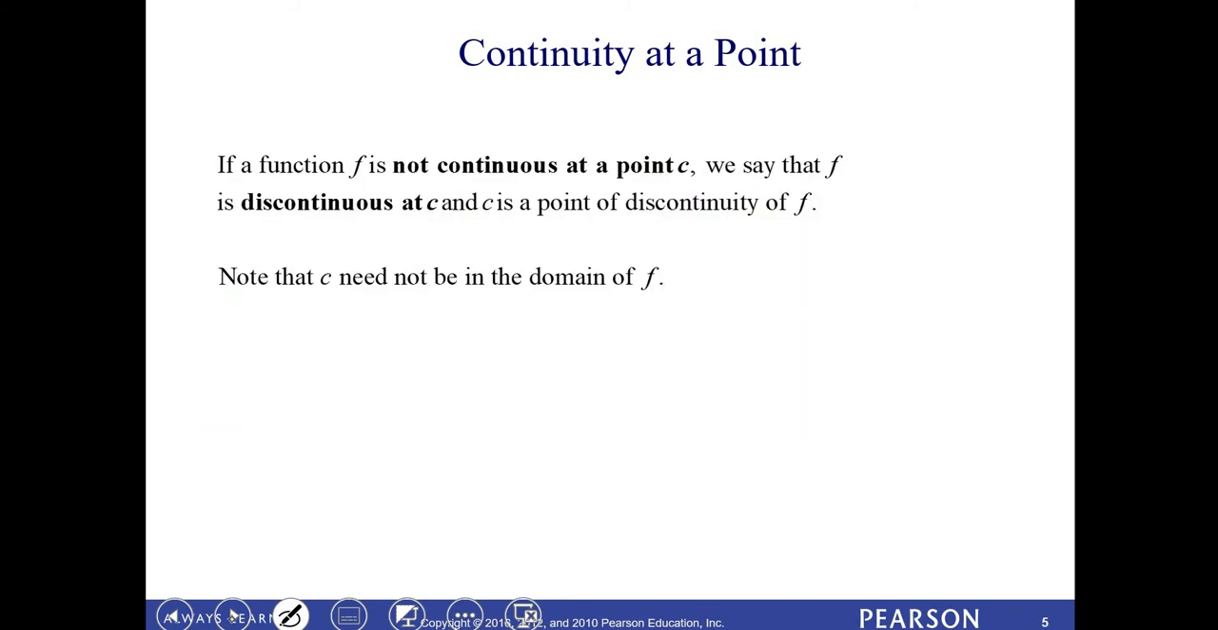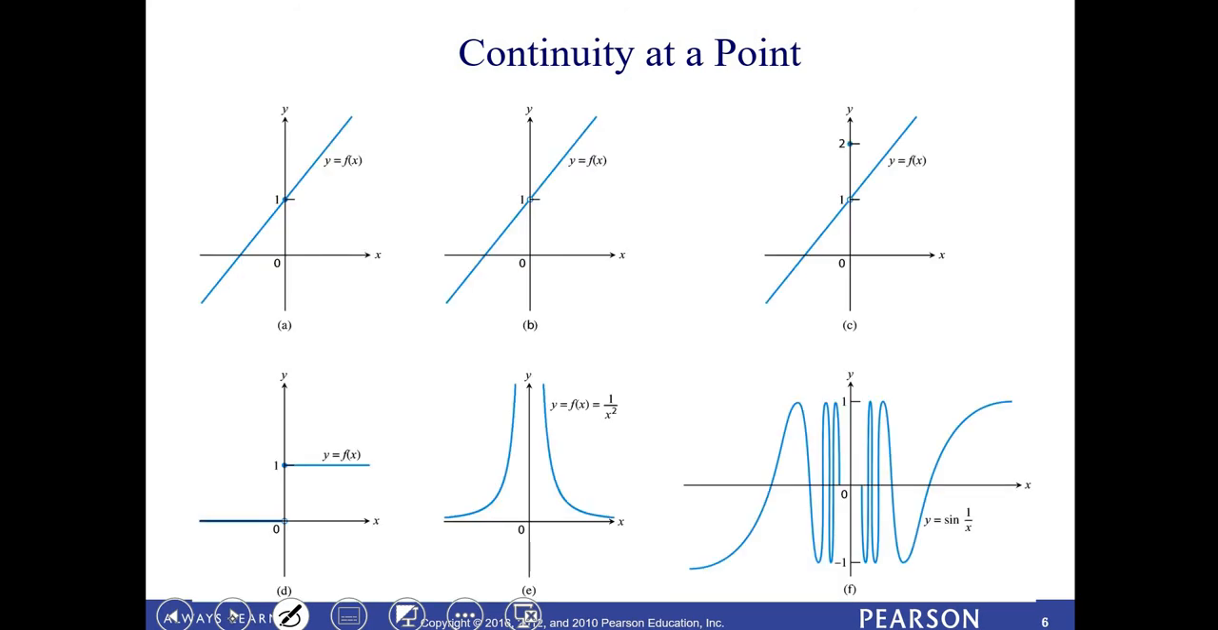Okay, if a function f is not continuous at a point c, we say that f is discontinuous, and c is a point of discontinuity. C does not have to be in the domain of f, so any point outside of the domain is by definition discontinuous. Alright, let's look at these graphs.